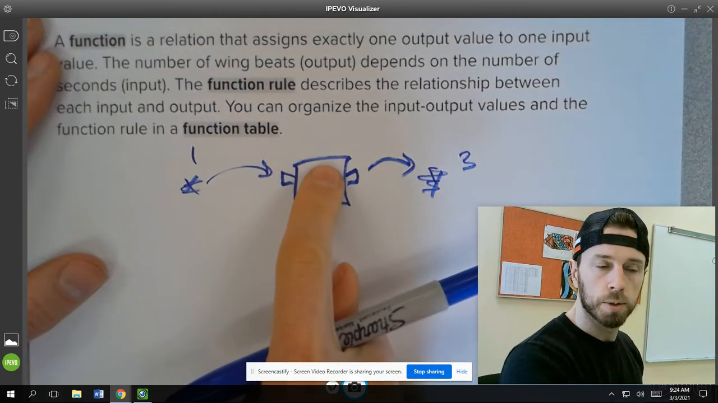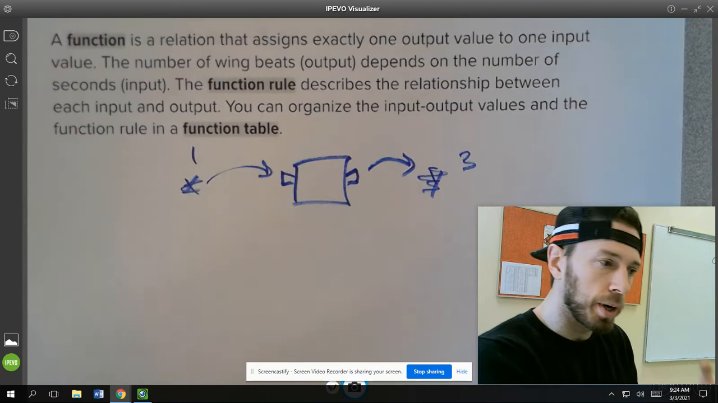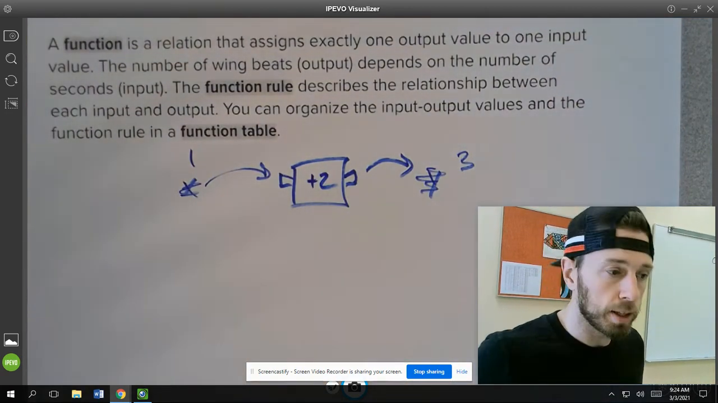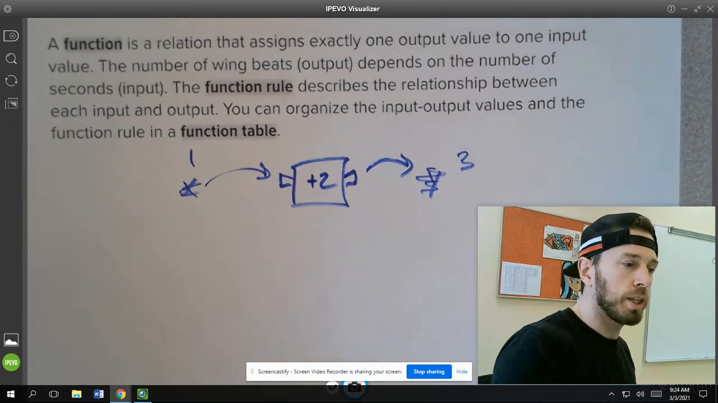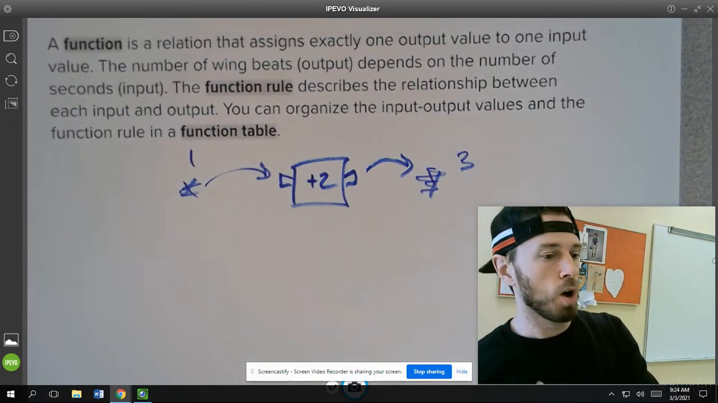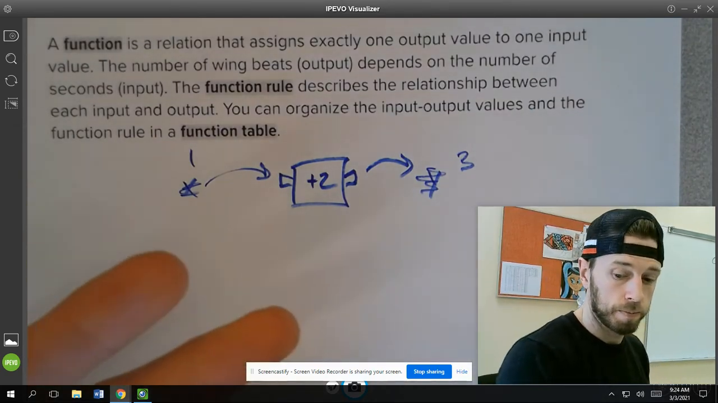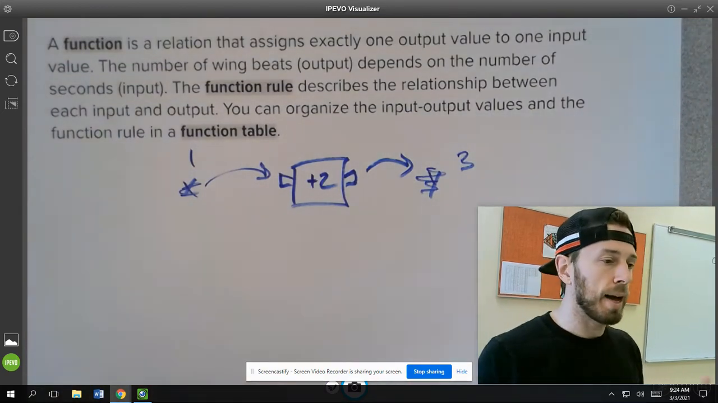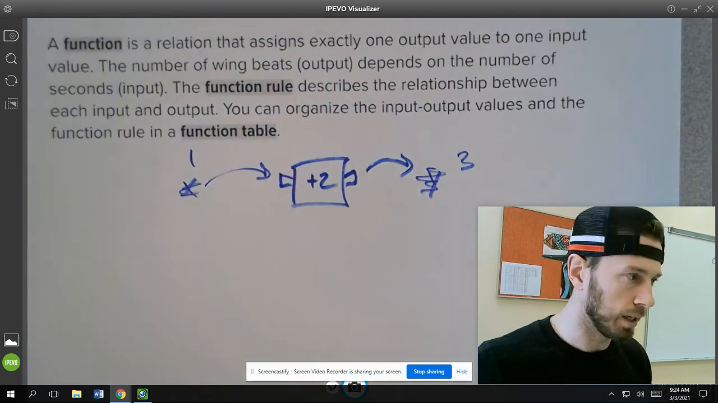Well, then the rule in the machine might just be that it takes whatever you put in it and adds 2 to it. Maybe that's the function rule. So the machine is you put a 1 in and out pops a 3. Or you put a 5 in and out pops a 7, because the rule is to add 2 to it. And that's what a function essentially is.